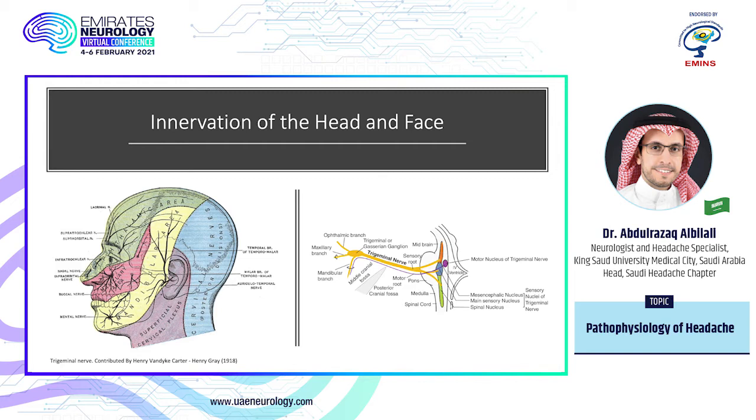Now, the back of the head is innervated by the greater and lesser occipital nerves. Both of them are branches of the C2 nerve root. The medial portion of the head is innervated by the greater occipital nerve, whereas the more lateral portion of the back of the head is innervated by the lesser occipital nerve.